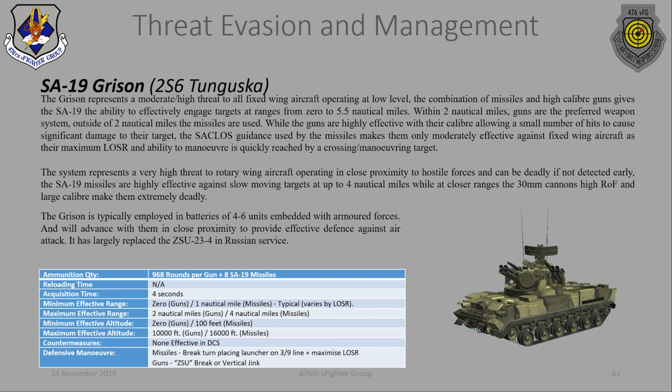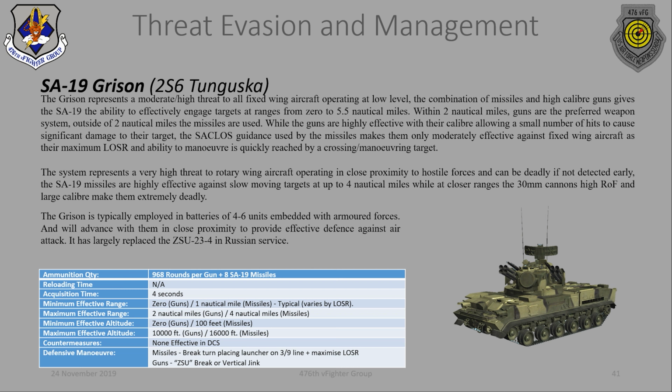As far as DCS goes, no countermeasures are effective. Because it is a SACLOS system, it is not radar guided, so chaff does not have any impact on it whatsoever. In real life, flares are employed against the SA-19 in an attempt to confuse the tracking system that's tracking the missile. However, that doesn't apply to DCS.